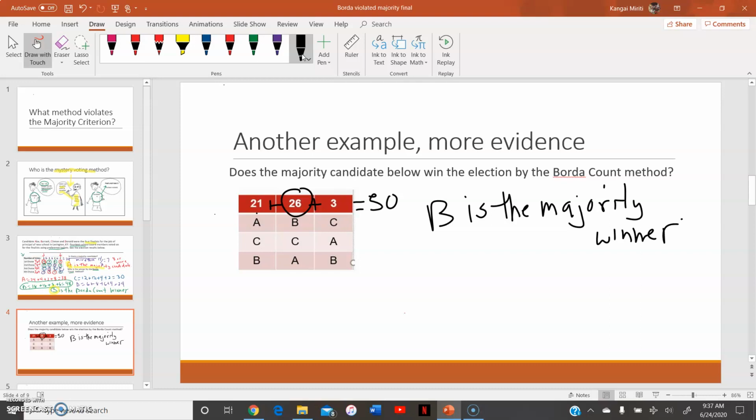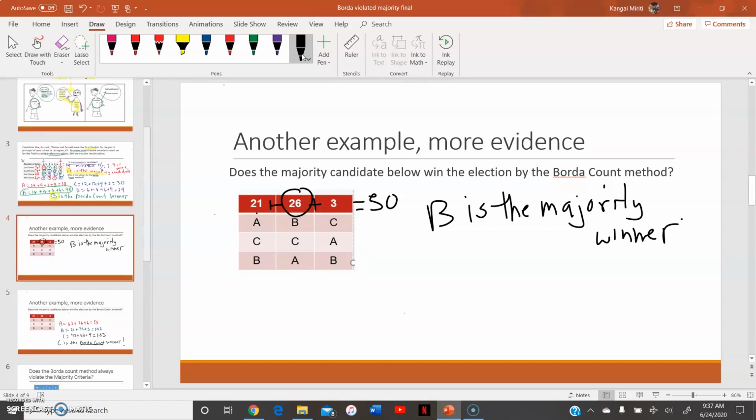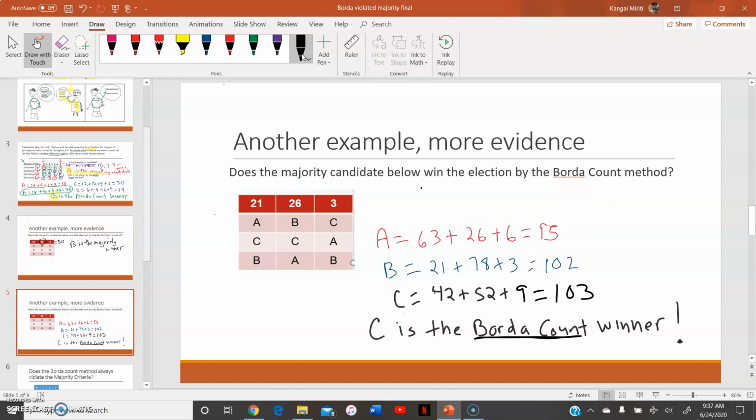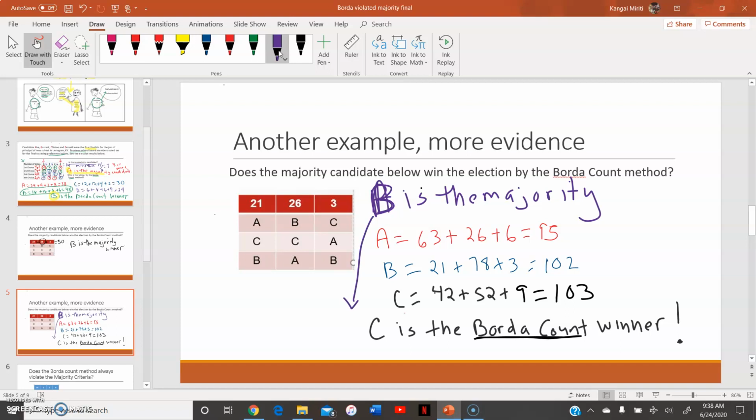But let's suppose we decide this election using the Borda count method. Let's see who would win. Well, I've already done the calculations here, and we see that if we calculate all the Borda count points, C is the winner of this election by the Borda count method. But didn't we just say that B is the majority candidate? So again, we have another violation of the majority criterion, because even though B was the majority candidate, C ends up being the winner of this election.